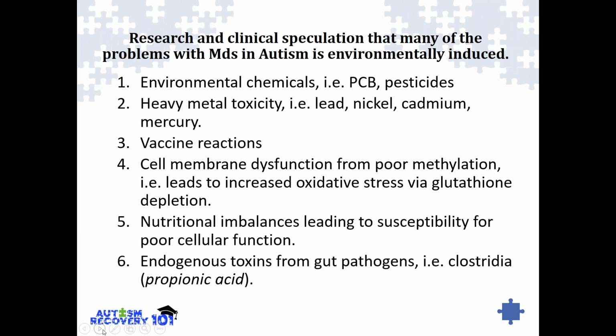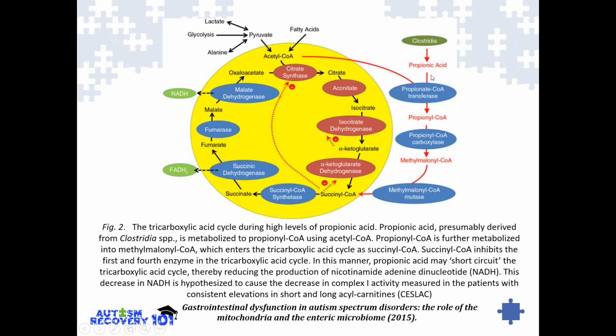One other thing about Clostridia bacteria I just want to point out, amongst all the other things it can do, is it can also produce a chemical called propionic acid. And it turns out that propionic acid coming from Clostridia can also interfere with mitochondrial production of this energy chemical called ATP.